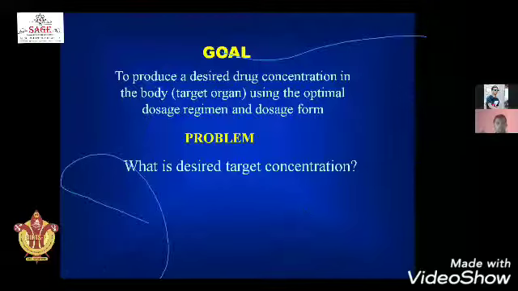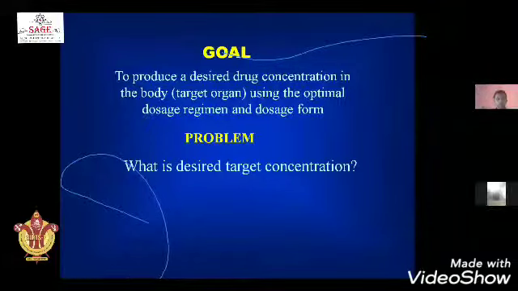To produce the desired drug concentration, what is the goal of the pharmacokineticians? To produce a desired drug concentration in the body using the optimal dose regimen and dosage form, right? The main interest is that the desired concentration should reach the target organ where the action is desired, and up to what time you will get the response. That depends on the dose regimen.